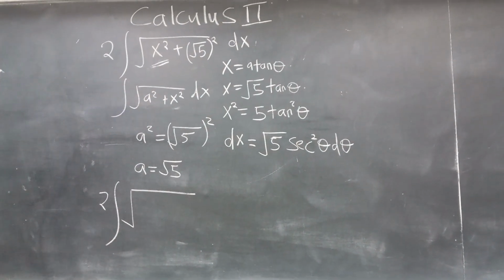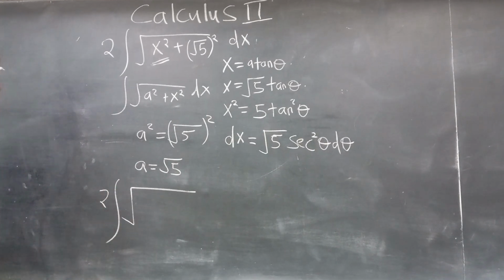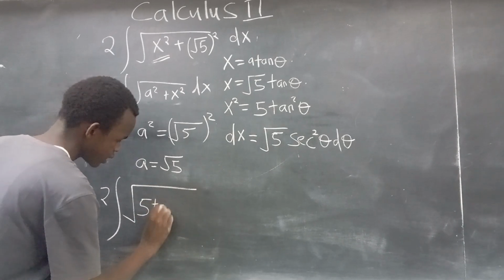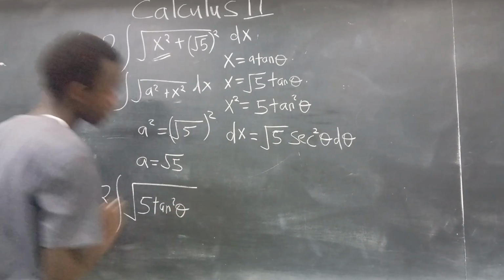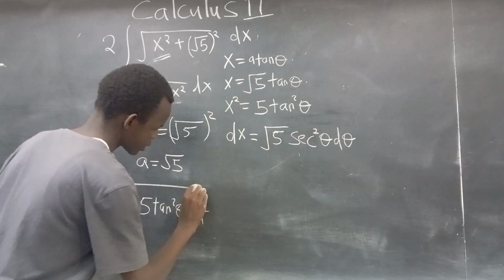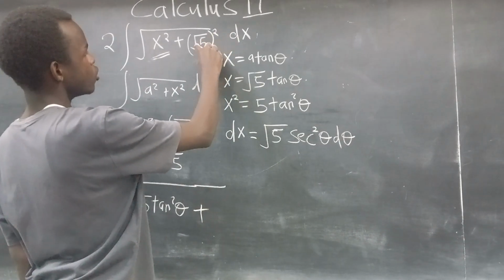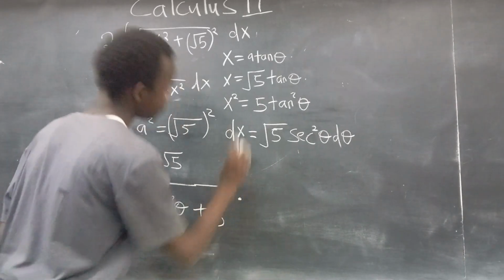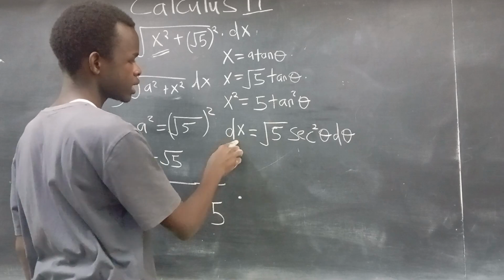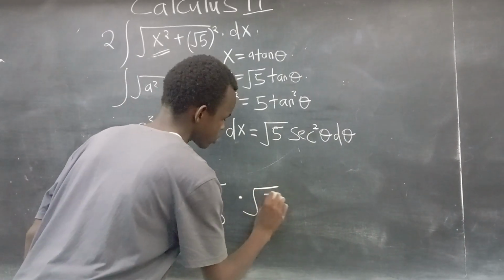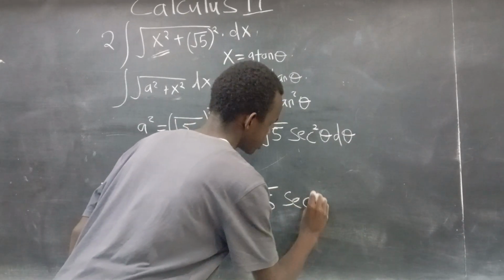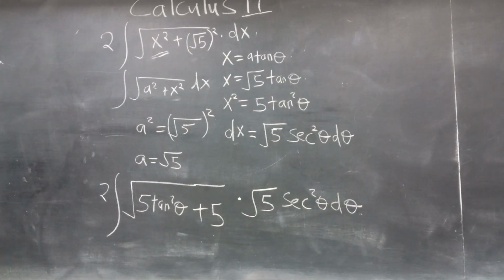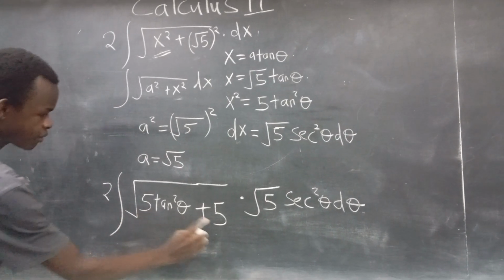Having that information, I'll be replacing that inside the integral. So what's my x squared? My x squared is that, so I'll write 5 tan squared of theta, plus, what is root of 5 squared? It's just 5, multiplied by my dx. But what's my dx? My dx will be the square root of 5 secant squared theta d theta, right? From there, I'll factor out my 5 inside there.